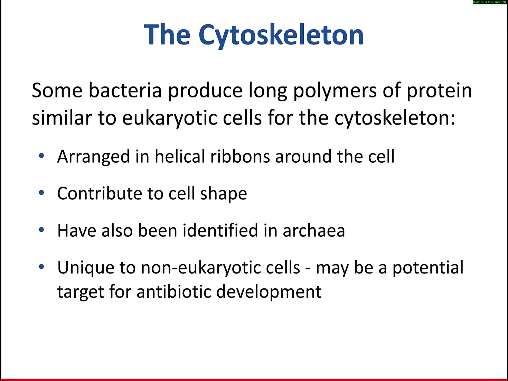The cytoskeleton produces long polymers of proteins. They're usually helical ribbons around the cell, and they contribute to the cell. It's sort of like those peanuts that you have in packing material, which keep everything from getting squished when you go to ship it. Nobody wants to receive a package that's got all the contents jumbled and broken. So we add the peanuts in there to keep it. Well, it's kind of like that.